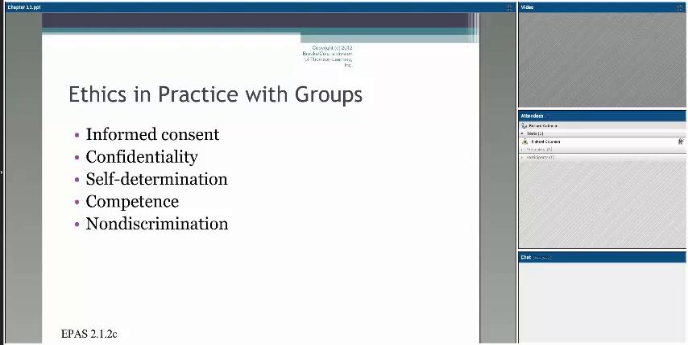The ethics, always there, making sure that people understand about what's happening with the information that they share, understanding confidentiality and the exceptions, recognizing and appreciating people's right to self-determination, making sure that there's competent leadership, as well as making sure that we don't discriminate against the folks that we're working with.